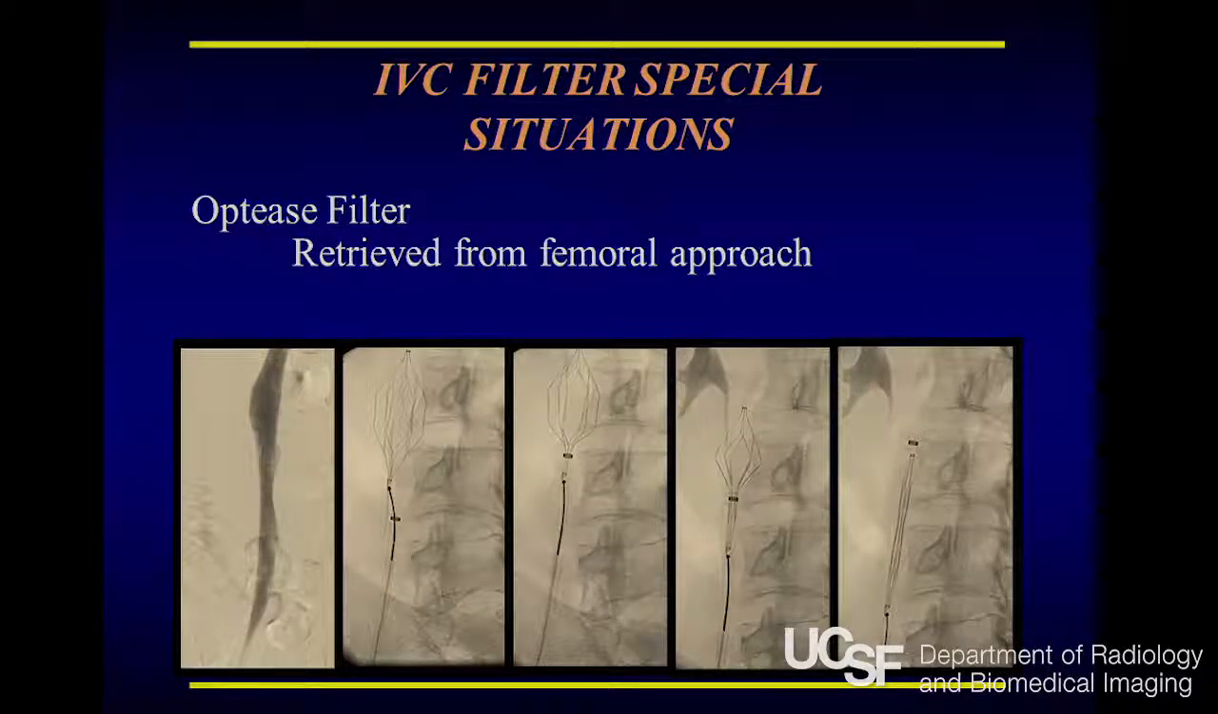This is that Optease filter we saw earlier, where the hook is on the inferior aspect of the filter. Cavagram demonstrates no significant thrombus here. We've engaged that lower hook with our snare device, and here we are in the series of images just advancing the sheath over the filter, as opposed to pulling the filter into the sheath, and then this whole thing is removed as a unit from the patient.